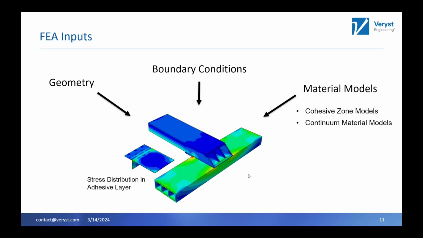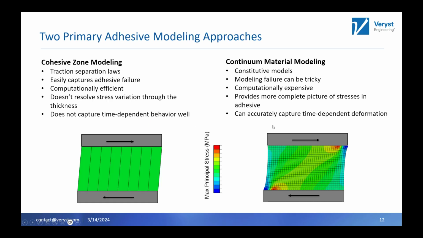And we're going to talk a little bit about both cohesive zone models and continuum material models, which are the ways that we like to think about adhesive material modeling. So there are two different approaches for simulation of adhesive joints that have some trade-offs. One of them is not better than the other. It's really about deciding which one is more useful for solving the problem at hand or answering the question at hand. So on the left, I'm showing you cohesive zone modeling.